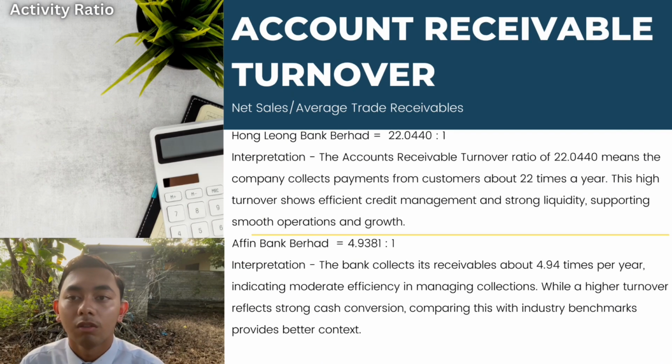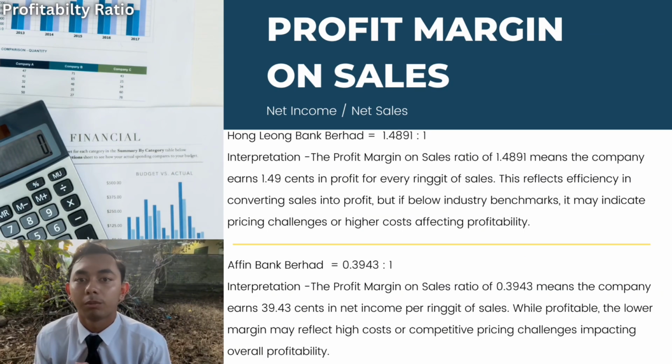Account receivable turnover for Affin Bank Berhad is 4.9981 to 1, showing that the company collects payment from its customers nearly 5 times a year. This suggests that the company is moderately efficient in collecting receivables, while a lower receivables turnover compared to peers may imply potential delays in cash flow. So we move to the next part, which is profitability ratios.